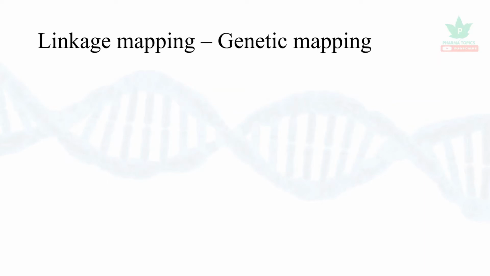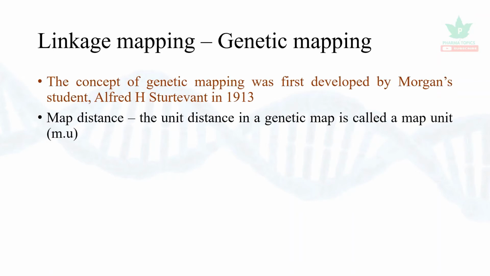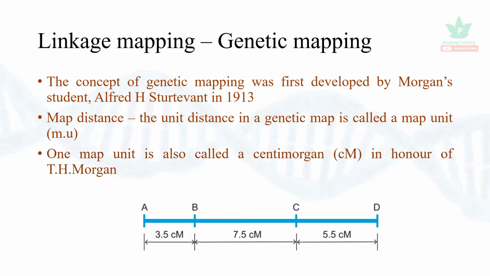So let us see about linkage mapping. The concept of this was developed by Alfred H. Sturtevant, a student of Morgan, in the year 1913. The distance between the genes is represented as map distance. One map unit is also called a centimorgan, which is in honor of T.H. Morgan. Let us see, there are four genes A, B, C, D, and A and B are far apart by 3.5 centimorgans, which represents 3.5% recombination frequency.